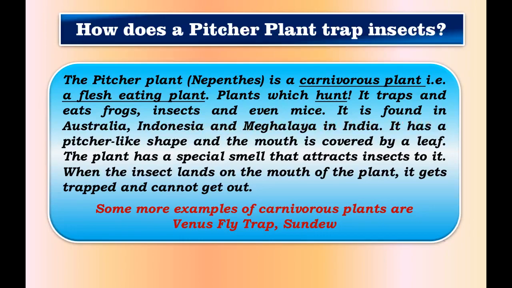It has a pitcher-like shape and the mouth is covered by a leaf. The plant has a special smell that attracts insects to it. When the insect lands on the mouth of the plant, it gets trapped and cannot get out. Some more examples of carnivorous plants are Venus flytrap and sundew. Now let us see an amazing video of some carnivorous plants.